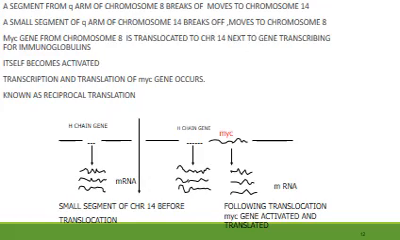In this particular case, you can see that the MYC gene from chromosome 8, which is in an inactive state, is translocated to chromosome 14, next to the H-chain gene, which is transcribing for immunoglobulins. When it is translocated adjacent to the H gene, which is actively transcribing for immunoglobulins, the MYC gene becomes activated. It then goes through transcription and translation, and this process is known as reciprocal translocation.